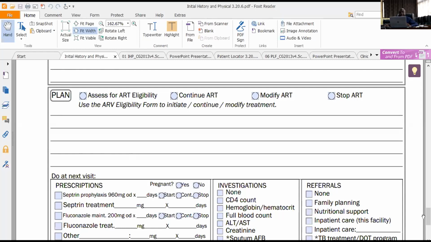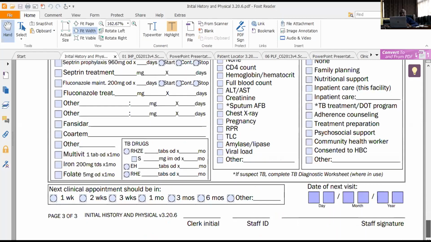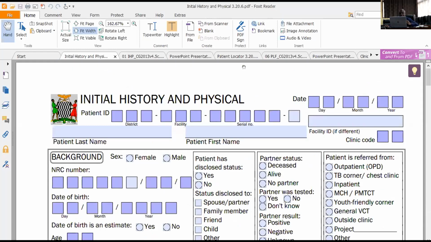So the IHAP then had no starting ART. It only had the assessing for ART eligibility. Then finally, you do your prescriptions, and then you give an appointment. So that was the first form that ran for about 10 years or so. Then in 2013, there was a form that was revised.